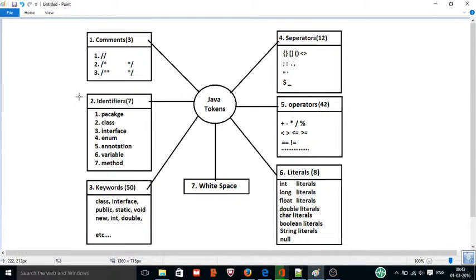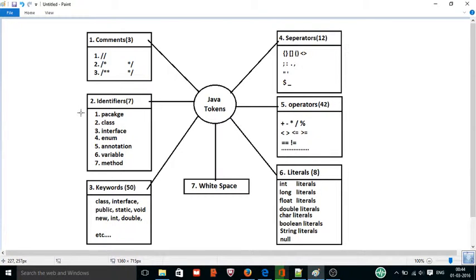So we say that we are using an identifier, or we have an identifier, in the Java language. What are the different Java identifiers? There are seven types of Java identifiers: packages, classes, interfaces, enums, annotations, variables, and methods. All these identifiers are identified by a unique name. That's why they are called identifiers.